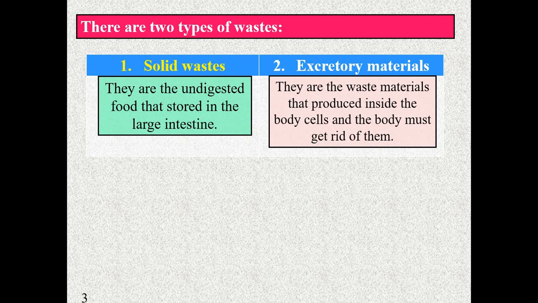As we said in the circulatory system, a cell acts as a baby that wants to eat, drink, and go to the toilet, right? So the wastes, or the toilet of this baby or of the cells, are called excretory materials. And the body must get rid of them.